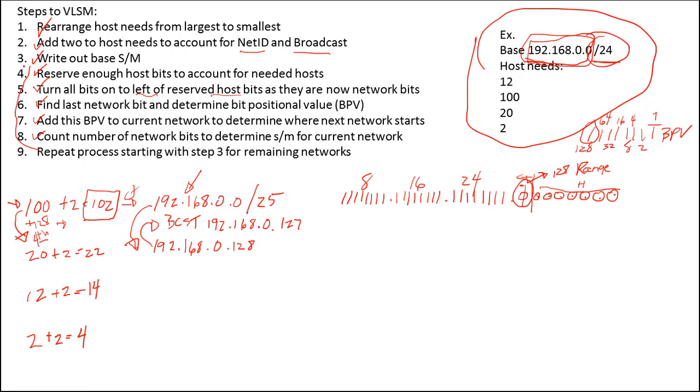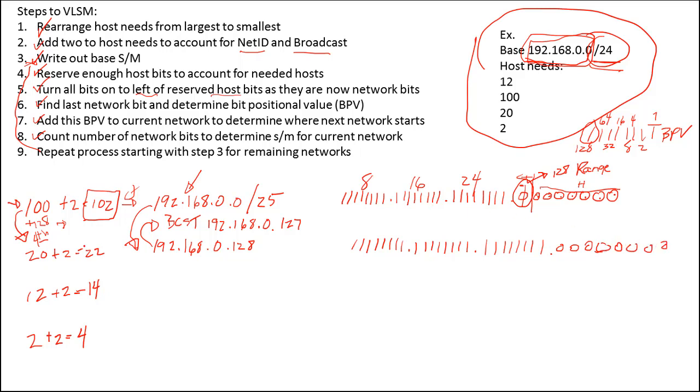Now we just repeat this process for the remaining network needs that we have, starting with writing out the base subnet mask again. So we come back to our base, which is a 24. 1, 2, 3, up to 32.